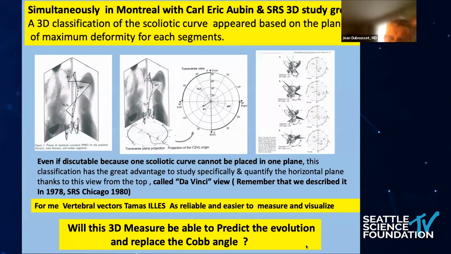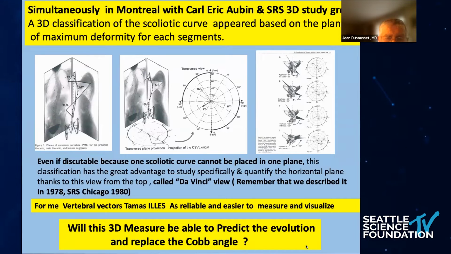And simultaneously in Montreal, Cartilage, Coban, the SRS 3D group try to get a 3D classification that is based on the maximum of deformity of each segment. But when you use a vertebral vector, it is as reliable and easier to measure.